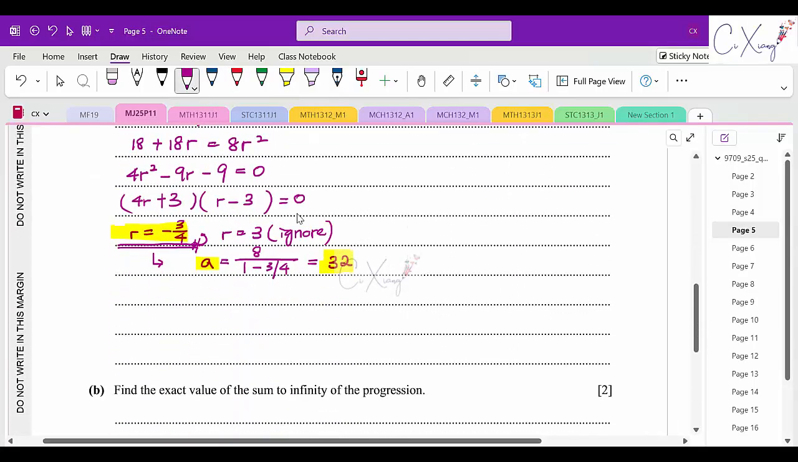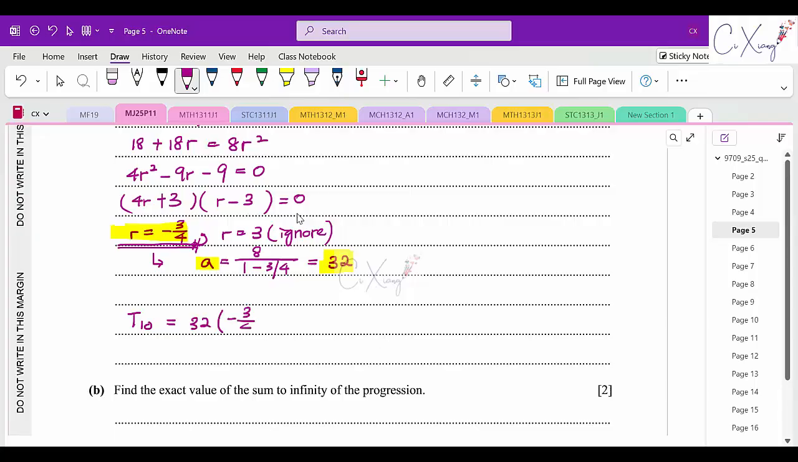Okay, let's continue one more step, how to get the T10. So T10 is AR power 9. A is 32, R is negative 3 over 4, power n minus 1, which is 9. Okay, try to press the calculator to help you. By right, you'll be getting negative 2.40 as the final answer, to 3 significant figures.